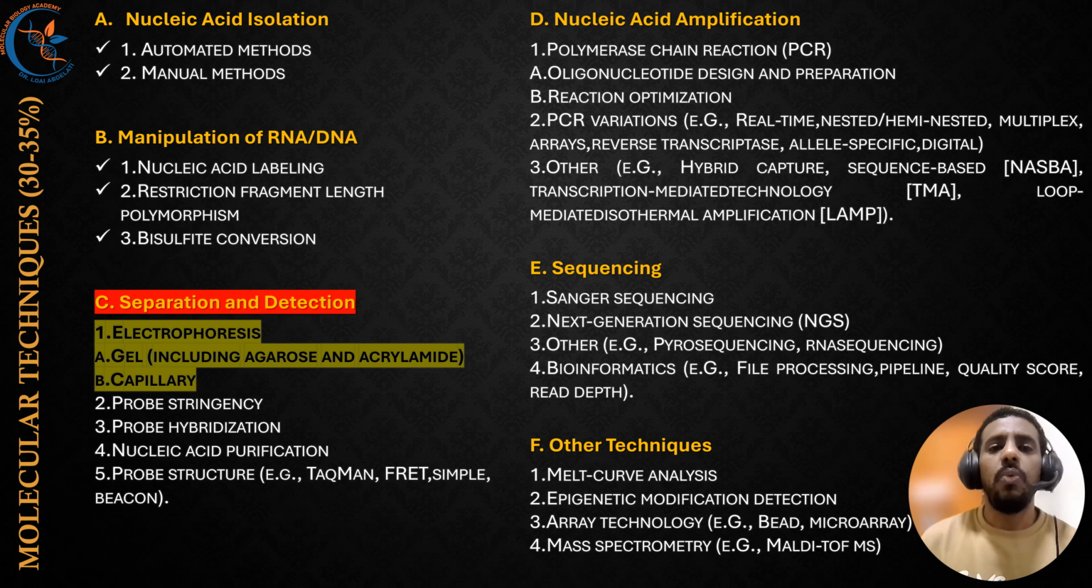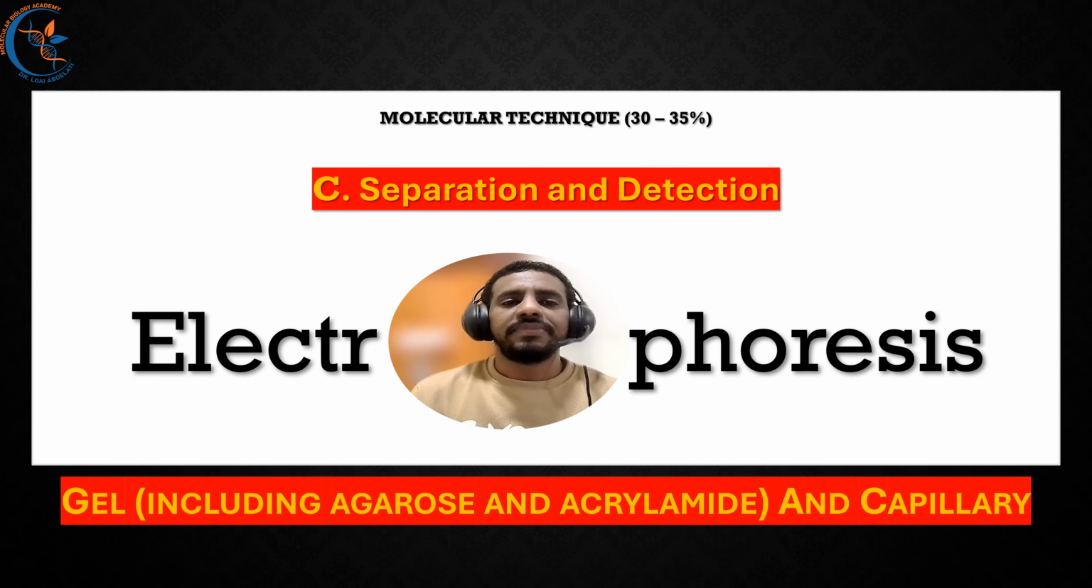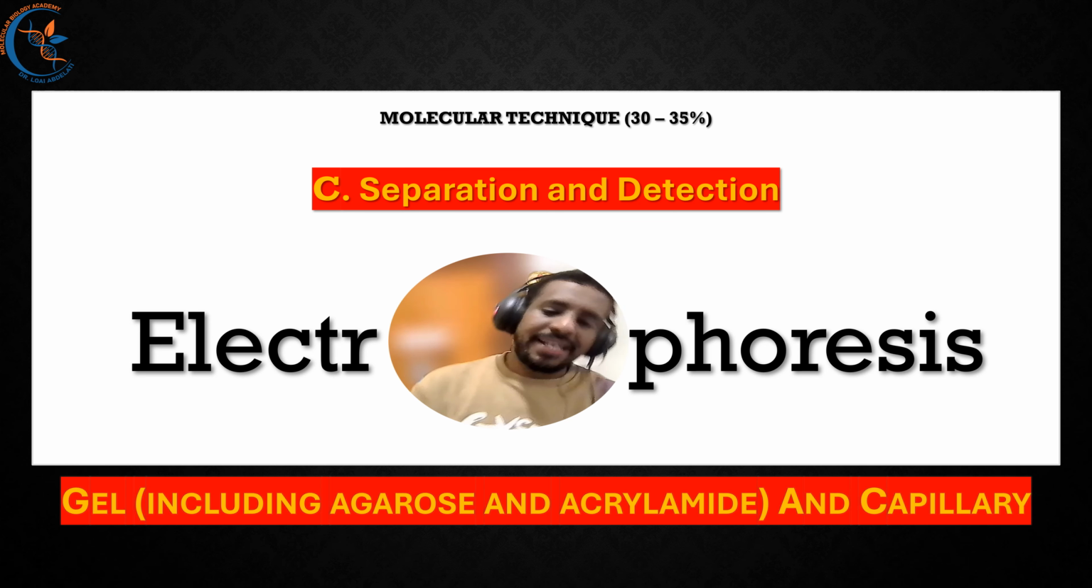In our previous lectures, we covered nucleic acid isolation and manipulation of RNA and DNA. So today we'll move on to the third section of molecular techniques, separation and detection. As we know, these molecular techniques make up about 30 to 35% of total molecular biology ASCP exams, all right? So now let's focus on the questions related to the gel techniques, including agarose and acrylamide gels, as well as capillary electrophoresis, by reviewing past molecular biology ASCP exam questions, okay? So let's start.